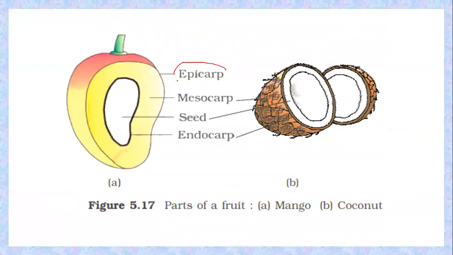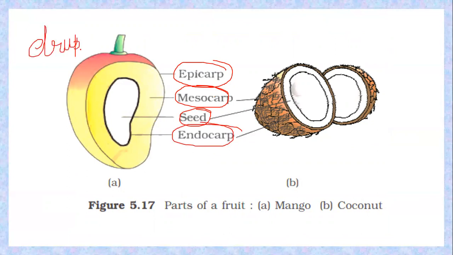So before this is the outer epicarp, middle mesocarp. This is fleshy in mango, fibrous in coconut. This is a seed and this is an endocarp. Both mango and coconut fruits are referred to as the drupe.